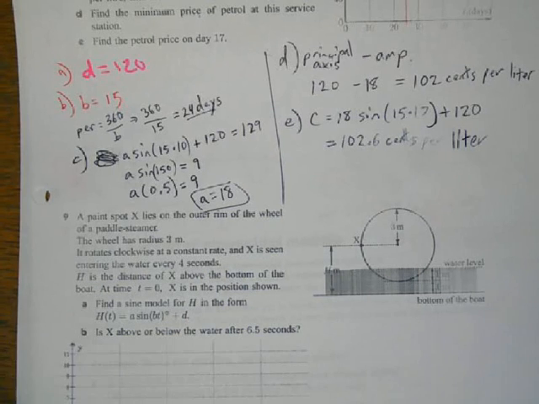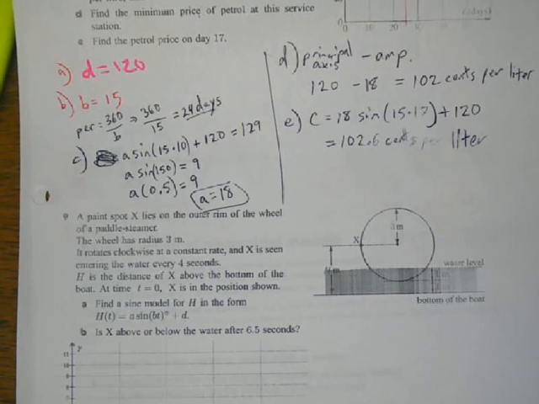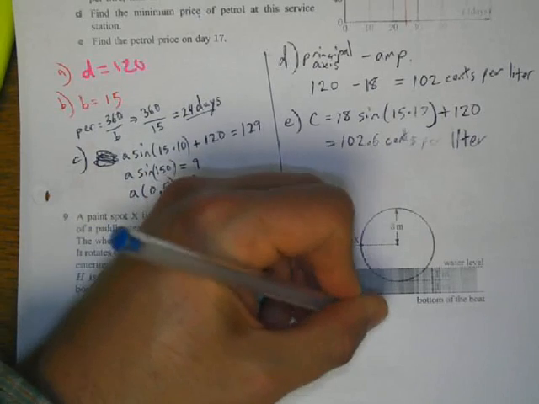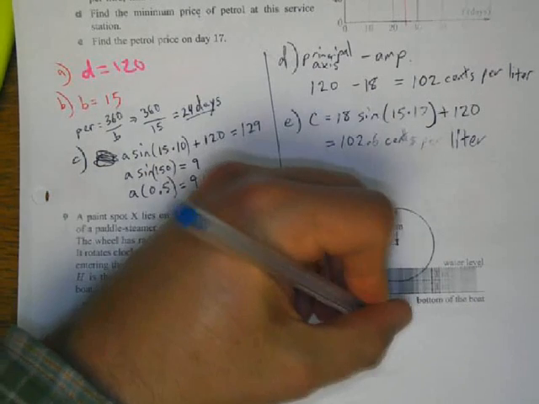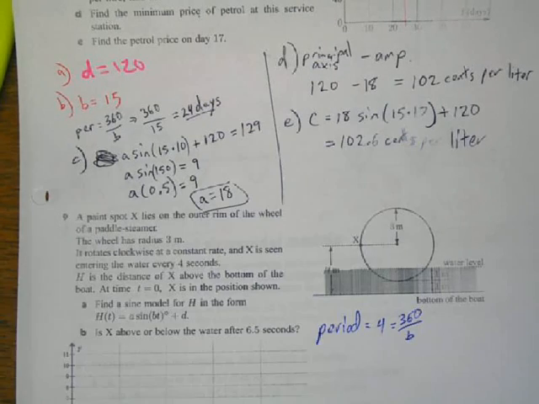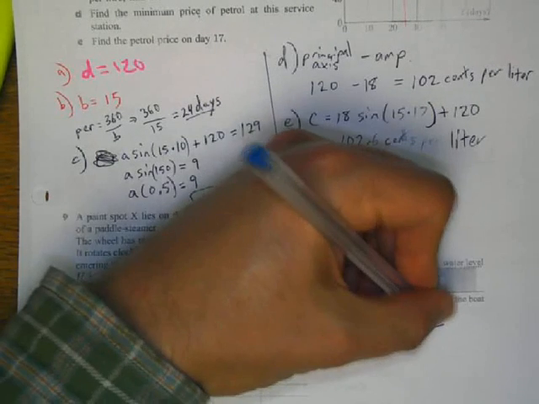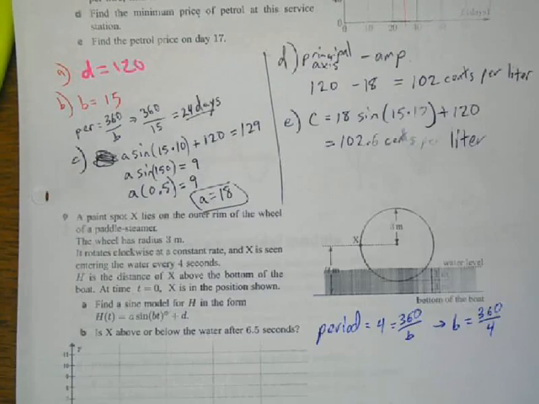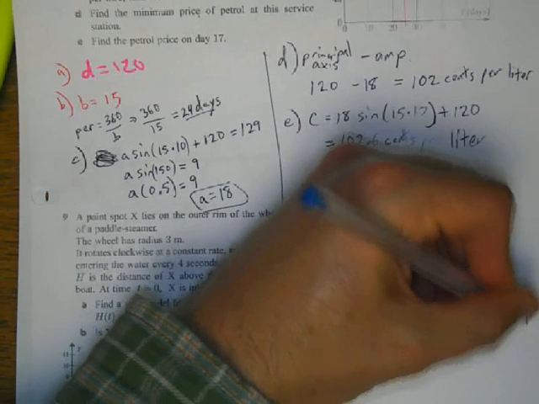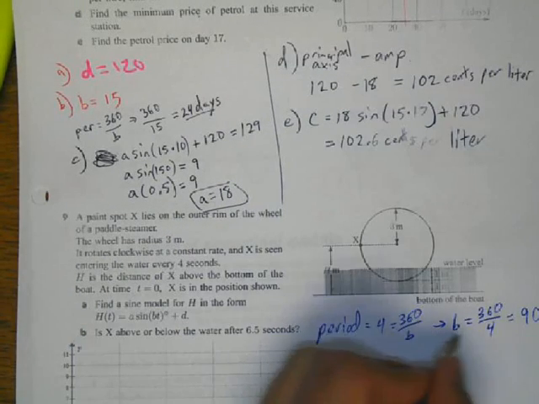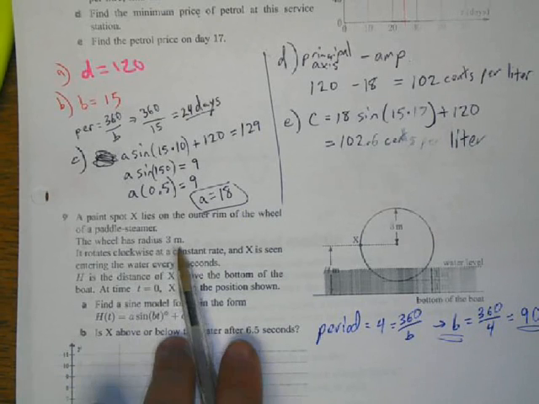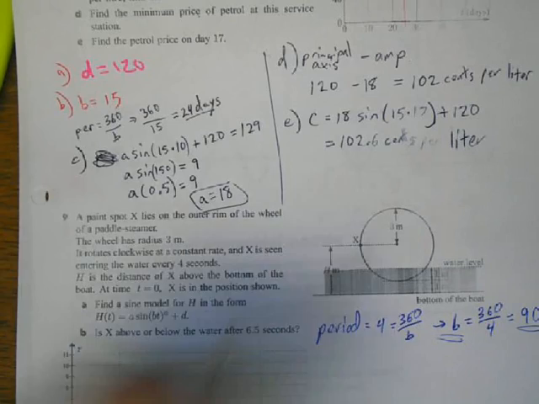Okay, so we know the period equals 4, and the period is 360 divided by b. So I can rearrange this and get b is equal to 360 divided by 4, and so now I know that b equals 90. Okay, so we're trying to find the model. The wheel radius is 3, so we know that A equals 3.